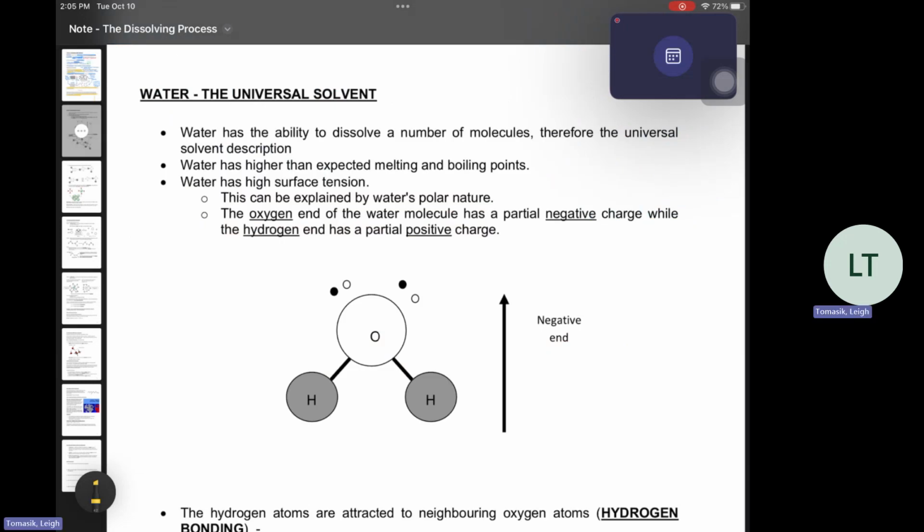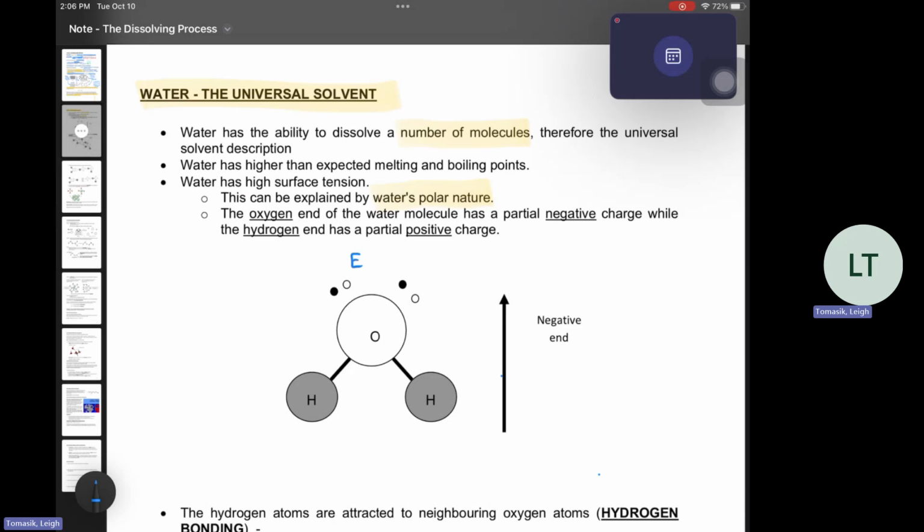Now we need to talk about water, the universal solvent. Okay, that's very important. Water has the ability to dissolve a number of molecules, right? So it can dissolve a lot of things. And it's also special because water has higher than expected melting and boiling points. It has a high surface tension. And this is because water is a polar molecule. So, way back in the first unit, we were talking about whether molecules are polar or nonpolar. And water is a polar molecule.